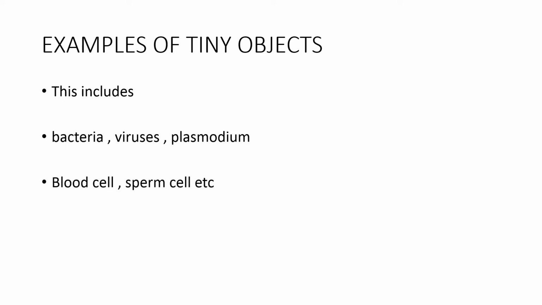Then we can also have the blood cell, the sperm cell in humans. These are all things that cannot be seen with the use of the eye. The blood cells, we have different kinds of blood cells: the white blood cell, the platelet, and then the red blood cells. These are all cells that cannot be seen with the use of the eye, and therefore a microscope is needed to be able to view them.